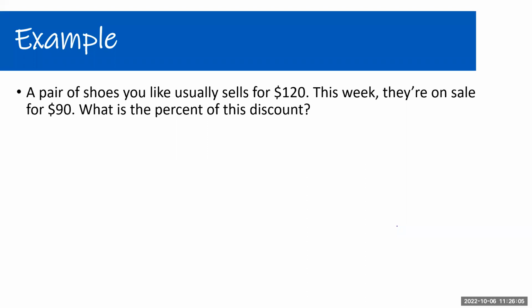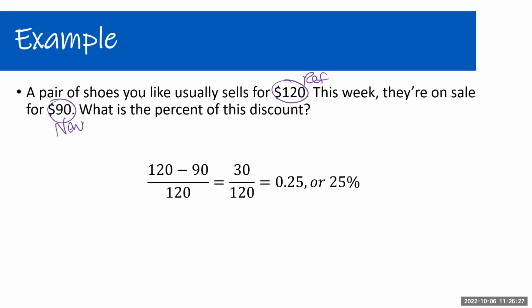Let's consider an example. A pair of shoes that you like usually sells for $120. This week you see an ad and they're on sale for $90. What's the percent of the discount? Well, this is going to be our reference, okay, and this is our new price. So we're going to look at the difference in the two and divide it by the reference. So the difference in the two is $30 divided by that reference of $120, and that gives us 25%. So our shoes were 25% off this week.